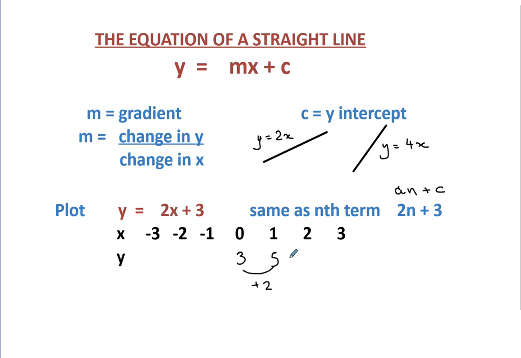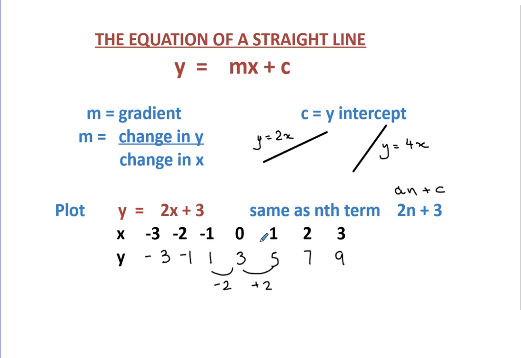So you've got 5, plus 2 is 7, plus 2 is 9. And when you're going that way, you're minusing 2. So 3 minus 2 is 1, 1 minus 2 is minus 1, and minus 1 minus 2 is minus 3. Okay, so that's how to plot it. And it's so easy, rather than substituting, going 2 times minus 3 is minus 6, plus 3 is minus 3. You just use the nth term to plot.